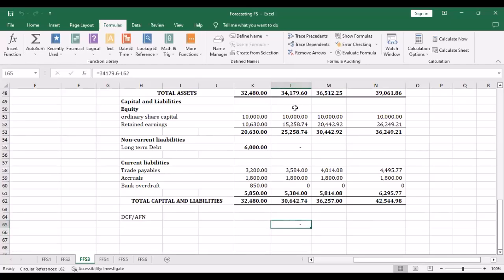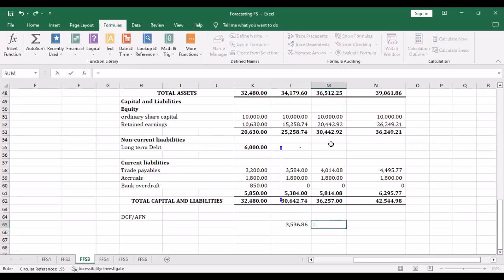Because actually there's a difference, isn't it, between the 34,179 and this one. So maybe I'll just type it in. I think it's just the cell referencing. So 30,642.47. So I don't know why it's giving me a lot of things to do minus this one here. Equal, so this one here minus this one here, isn't it?